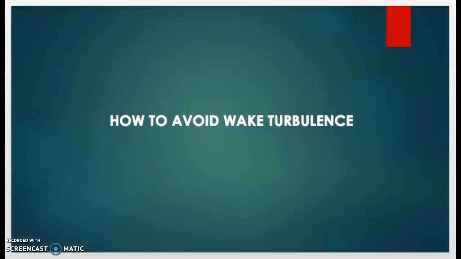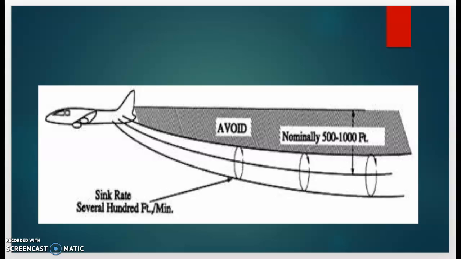So how do we avoid this wake turbulence? You'll see here, like we talked about earlier, when following behind a larger aircraft, we know their wingtip vortices travel downward as the aircraft goes along. Their sink rate is several hundred feet a minute, so we want to avoid flying directly behind larger aircraft and below their path.